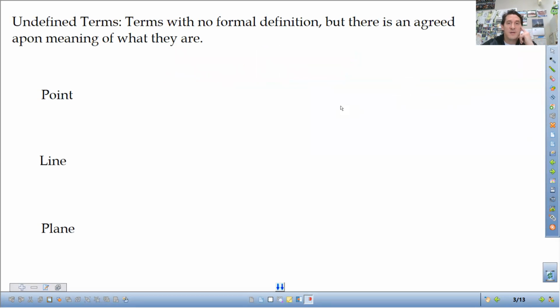So there are three terms in geometry that are referred to as undefined terms. These are terms with no formal definition, but there's an agreed upon meaning of what they are. And these are things that you basically know what they are. There's point, line, and plane. Those are the three undefined terms, and these are the building blocks of pretty much everything we deal with in what's called Euclidean geometry. So we're talking about shapes, right? Geometry at the very basic is the study of shapes. The point, line, and plane are what make these shapes, all right?